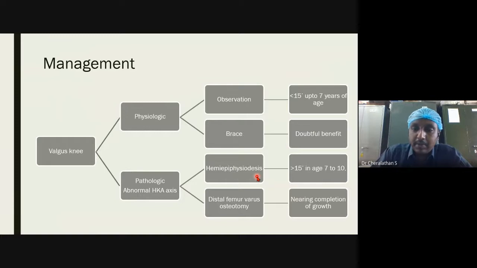You can do hemiepiphysiodesis in a patient who is still young or who has growth potential still left. Are you able to understand it? See, the age should be from 7 to 10. You can't try it in an adult because in an adult the physis is already fused. So you can try it only in a child of age 7 to 10 and a valgus angle of more than 15 degrees. Whereas in individuals who have already completed growth or who are nearing completion of growth, can anybody tell me at what age growth gets completed for a male and a female?